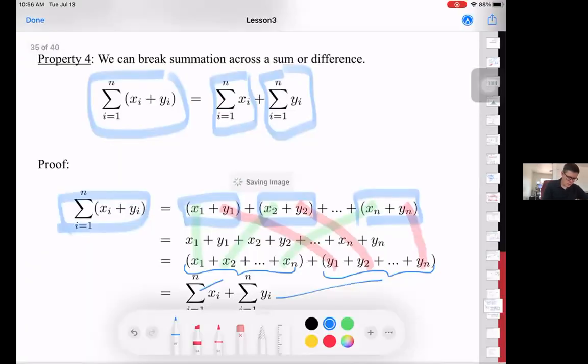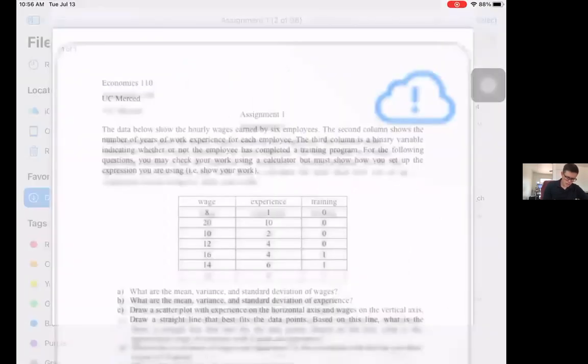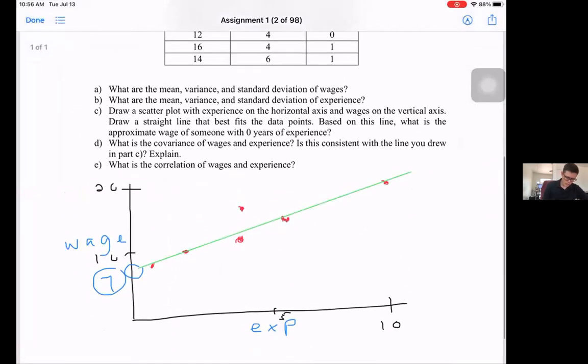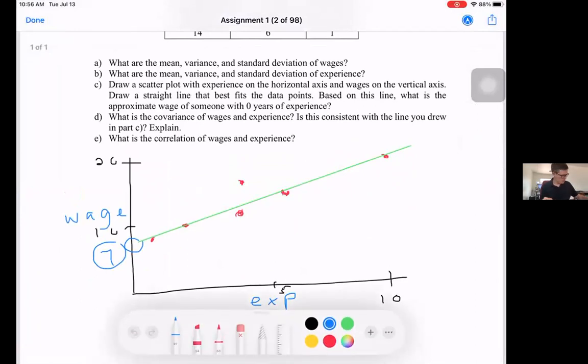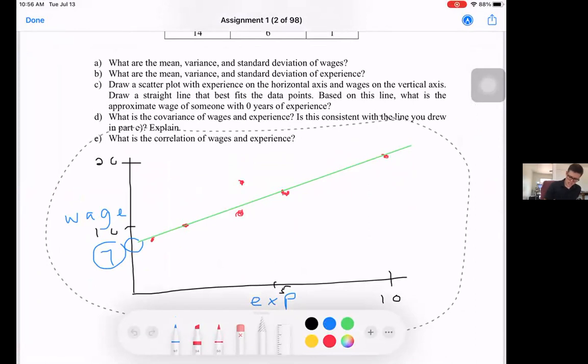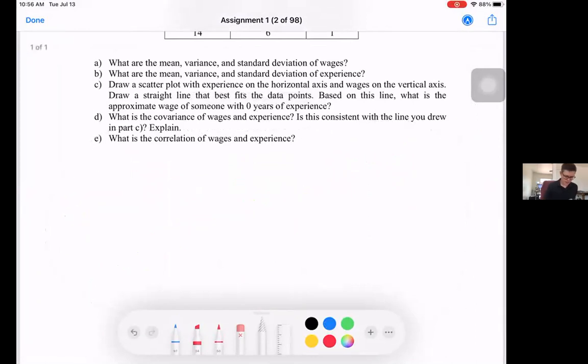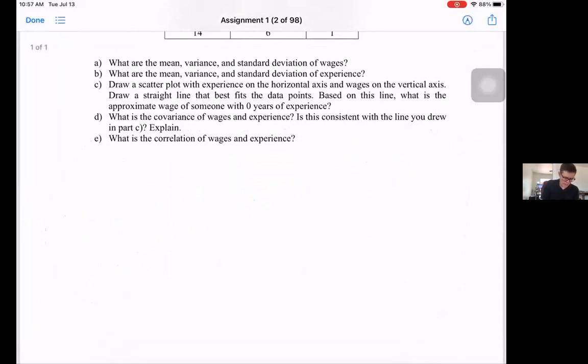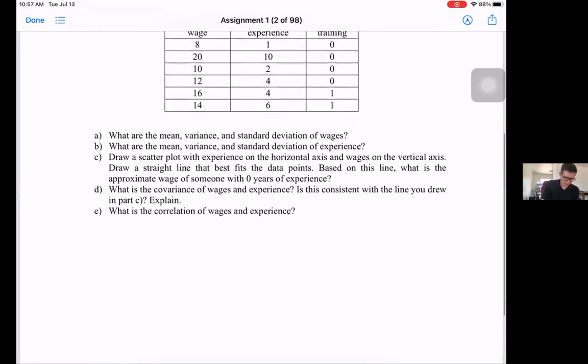Let's see here. We're going to go back to assignment 1. Okay, so this is what we were working on yesterday. Let me just clean the slate. Okay. So it's asking us, what is the covariance of wage and experience? Is this consistent with your plot from before? Okay, cool. I'm excited about this.